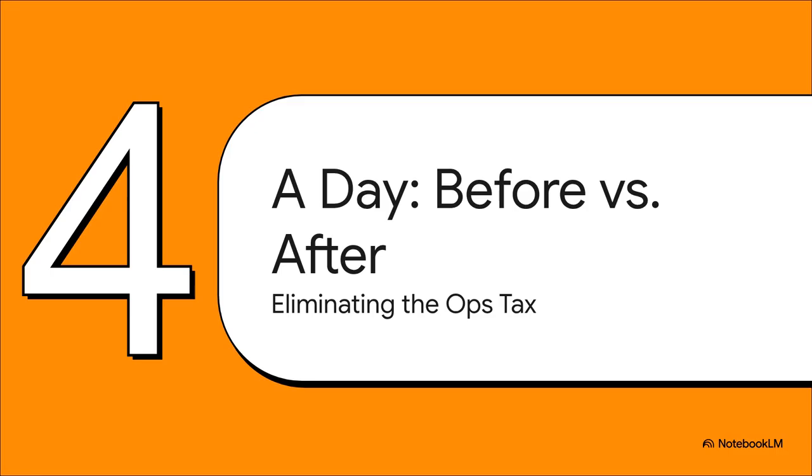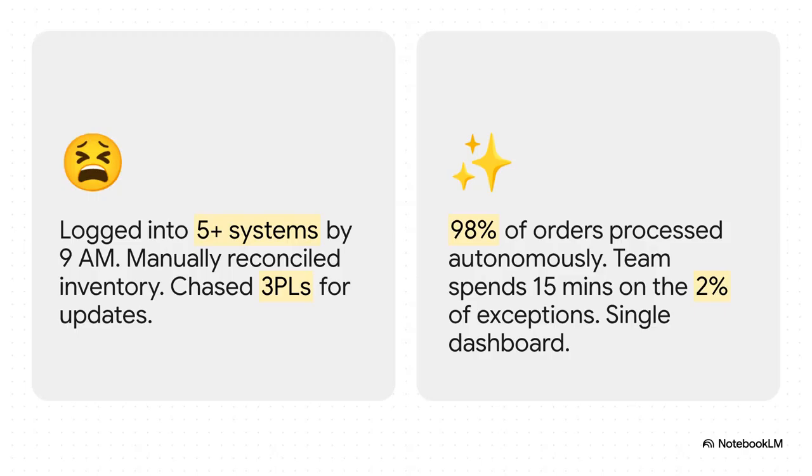Okay, enough of the doom and gloom. We've defined the problem, we've seen how painful it is, so now let's imagine a completely different world. What does life look like when you actually get rid of this tax? The difference is, well, it's night and day. The before is chaos. You're logged into 5 different systems by 9 a.m., you're manually trying to figure out inventory levels, you're emailing your 3PL begging for shipping updates. The after is calm. 98% of your orders are handled without a human touching them. Your team spends maybe 15 minutes a day on the few exceptions, and instead of chasing information, they're looking at a single dashboard and focusing on things that actually grow the business, like new product launches.